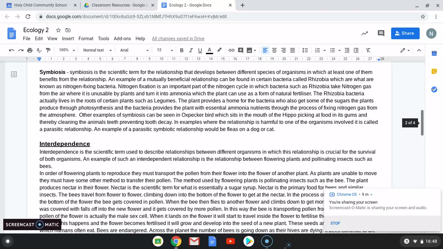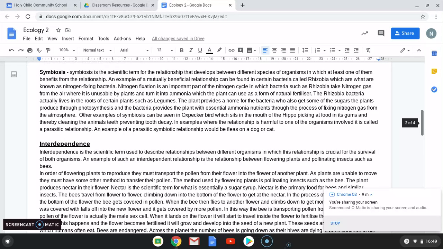An example of a mutually beneficial relationship can be found in certain bacteria called rhizobia, which are what are known as nitrogen-fixing bacteria. Nitrogen fixation is an important part of the nitrogen cycle in which bacteria such as the rhizobia take nitrogen gas that's in the air that we're breathing in all the time but does nothing for us, which the plant can't use because it's in its gas form. But they take that nitrogen gas out of the air and turn it into ammonia, which is an essential fertilizer for plants. And the plants can then use that ammonia, okay?